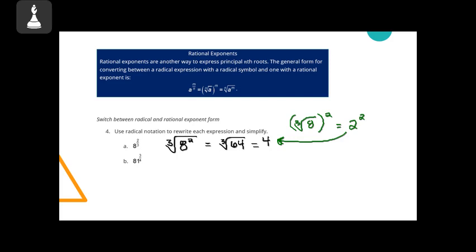So next one, 81 to the 3/4 means I want to take the fourth root of 81 to the third power. So for me, I like to do the fourth root of 81. I actually know that answer to be 3. And then I'm going to cube 3, which is 27. Final answer.